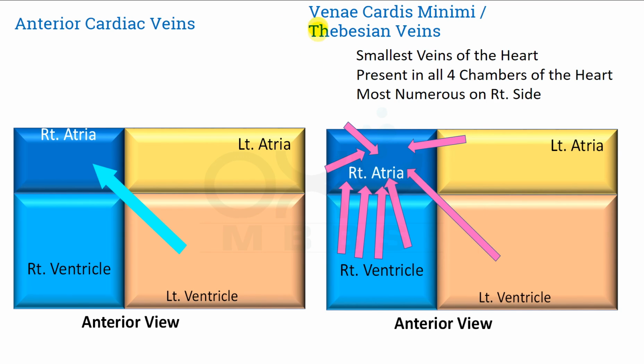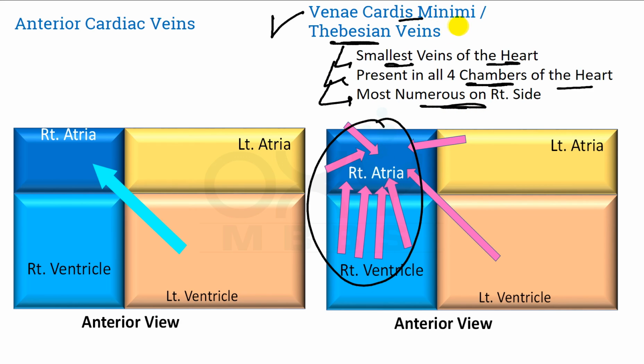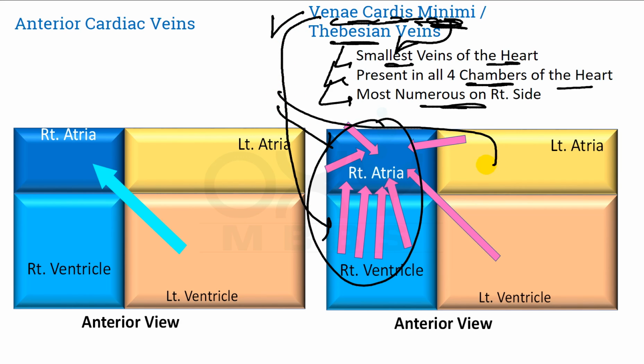So the important points about the venae cordis minimae or the Thebesian veins are that these are the smallest veins of the heart. These are present in all four chambers of the heart, and these are most numerous on the right side. As the name suggests, these are the venae cordis minimae. Minimae means these are the smallest veins of the heart, and the word cordis means these veins are taking blood from all chambers of the heart.